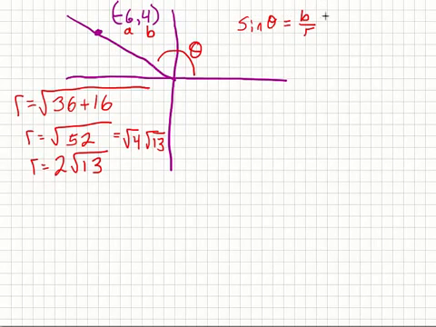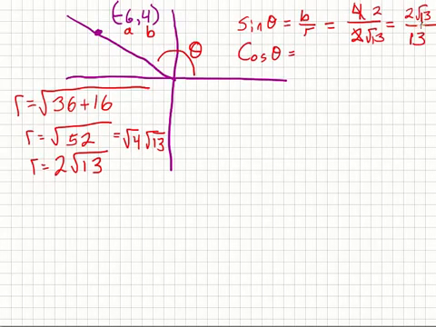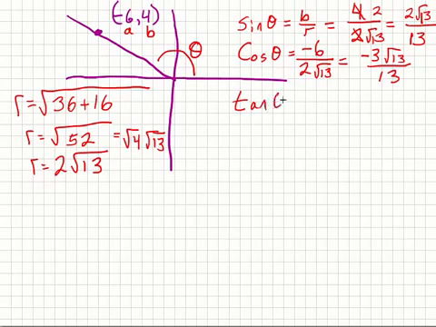So sine theta is going to be 4 over 2 square root of 13, which simplifies to 2 square root of 13 over 13. Cosine theta will be -6 divided by 2 square root of 13, which simplifies to -3 square root of 13 over 13. Tangent theta equals, that'll be our y value divided by our x value, 4 over -6, which reduces to -2/3.